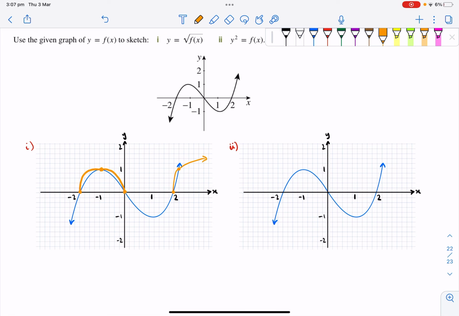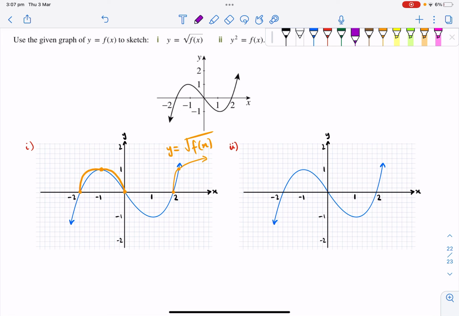Now you may have noticed that I completely ignored some values. These two sections here. And the reason for that is you cannot square root a negative number. So no values exist under here. Therefore, my finished graph is the orange parts of the graph. Okay, so that's the trick here.